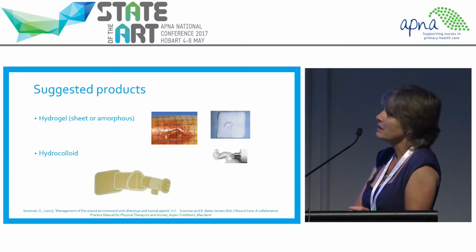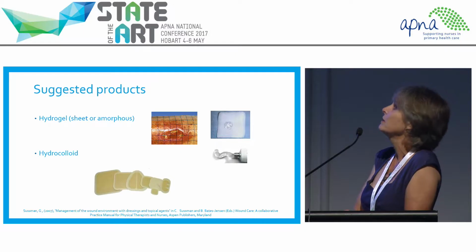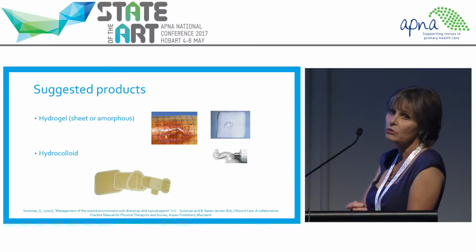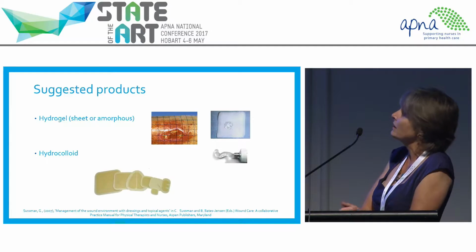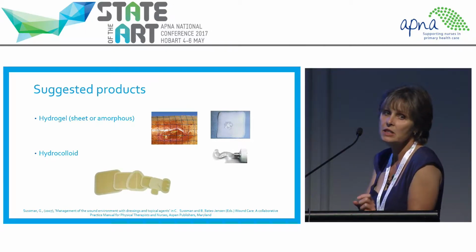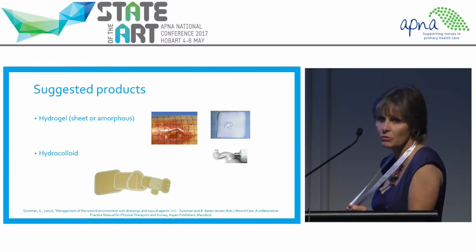And hydrogels. Hydrogel comes in a sheet, or it also comes in a tube of some description. So you can apply that. The sheets are really good for superficial wounds, and the gel, the amorphous as it's called, is better for a cavity because the gel will sit in the cavity. It's harder to keep the gel onto a flat wound.